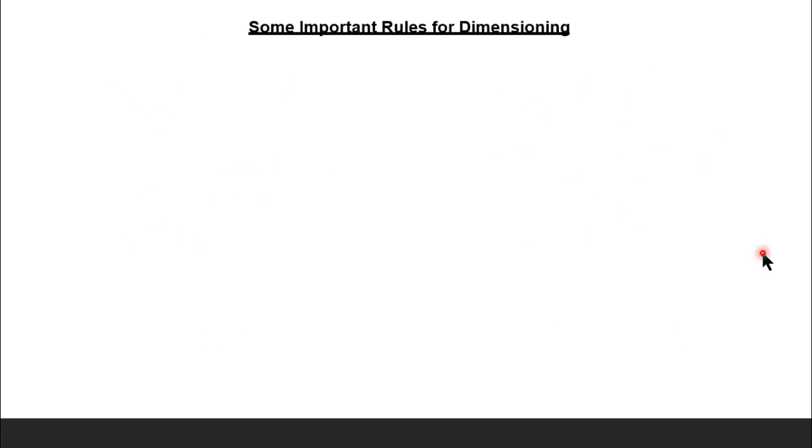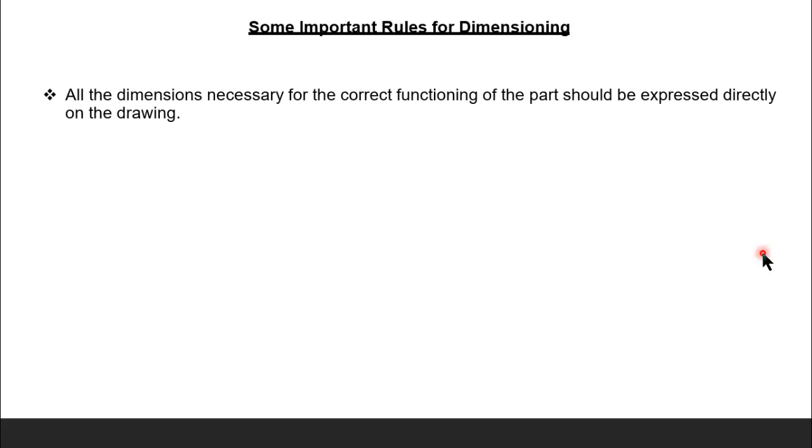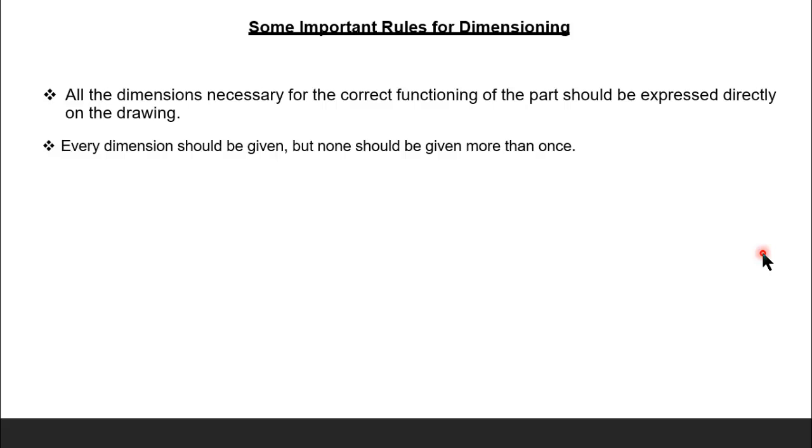Some important rules for dimensioning. The first one is that all the dimensions necessary for the correct functioning of the part should be expressed directly on the drawing. Means all the dimensions should be drawn; no information should be skipped. Every dimension should be given, but none should be given more than once. This is the most important.